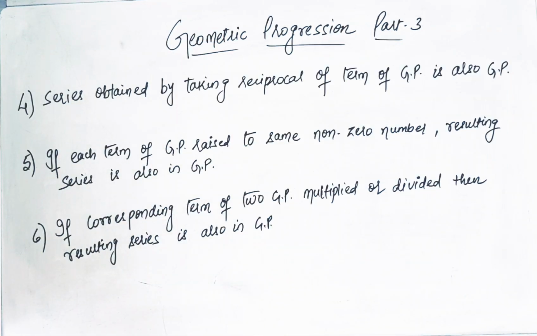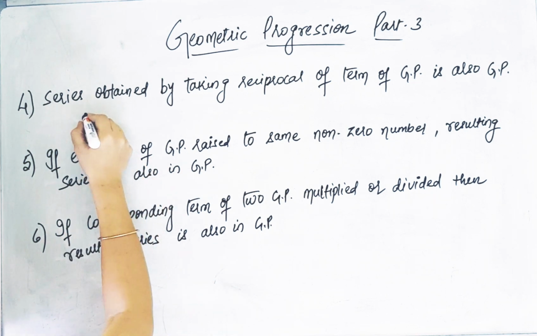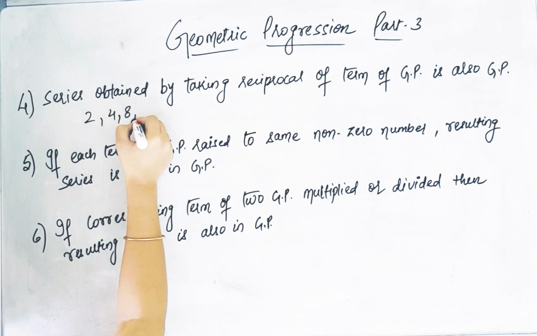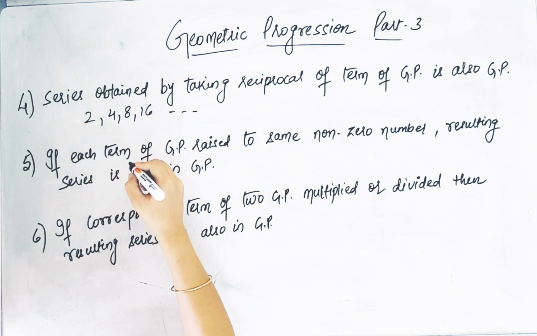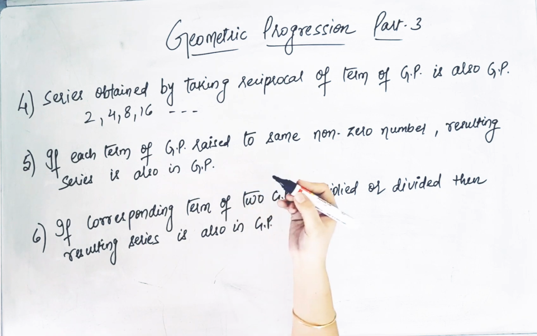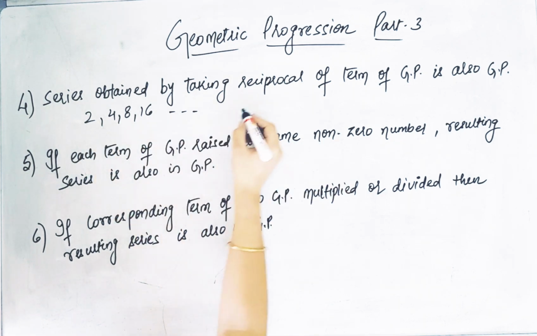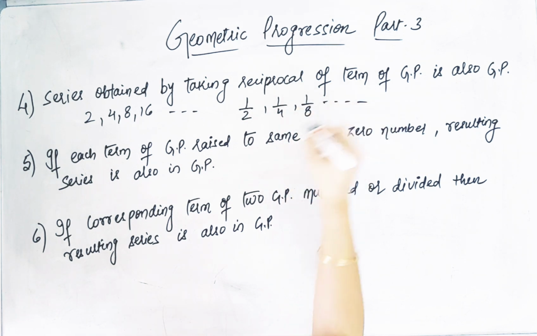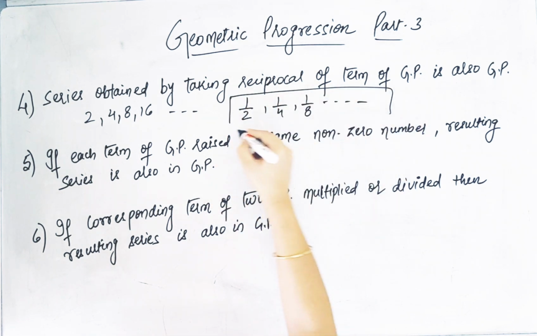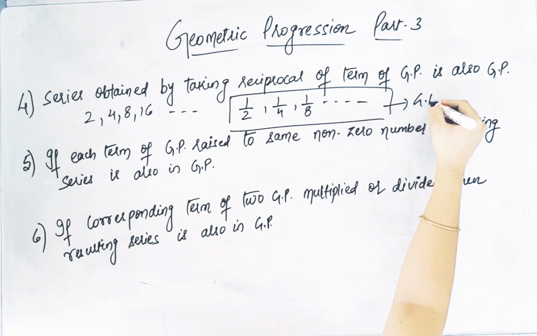Fourth property is the series obtained by taking reciprocal of the terms of GP. Let's suppose, again I'll take the same example, 2, 4, 8, 16. Now this is a GP. Now I'm getting a series by taking their reciprocals, 1 by 2, 1 by 4, 1 by 8. So when I take their reciprocals, this series will also be in GP.